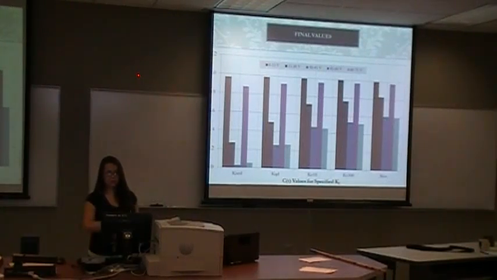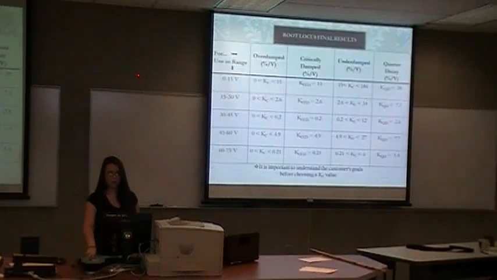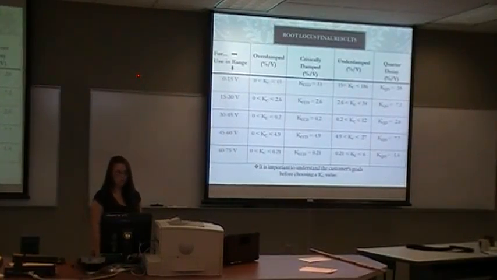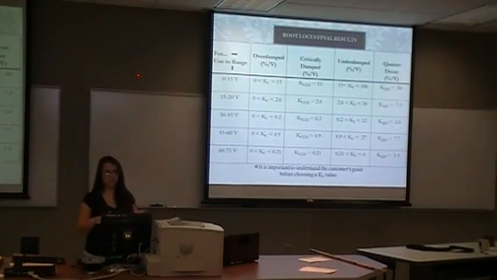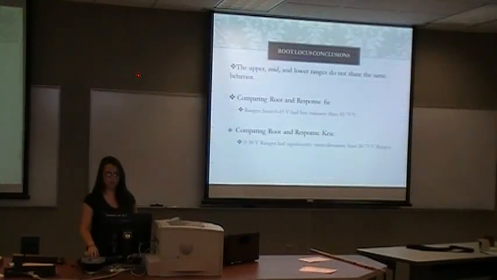The volt ranges are on the x-axis as before. This is our final results. The table is a little bit difficult to read, but you can clearly tell that KC for the 0 to 15 range is always higher. It doesn't really go like the ones in the other ranges.